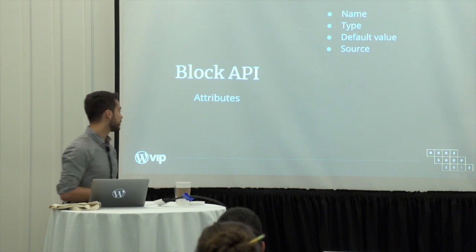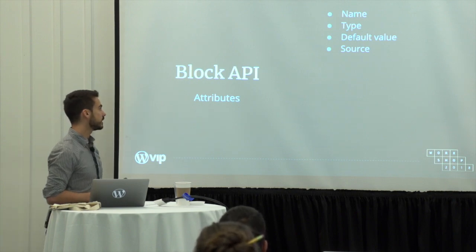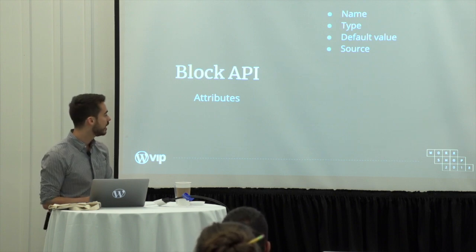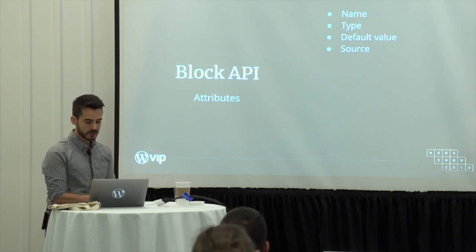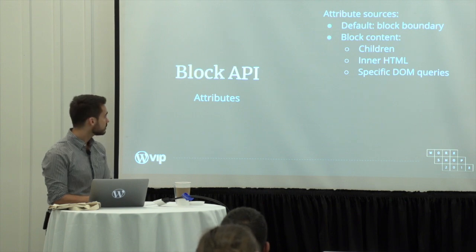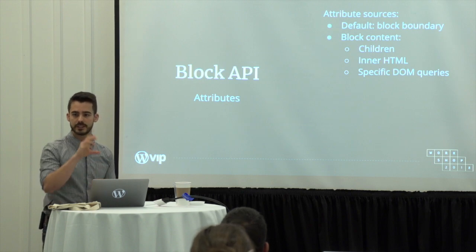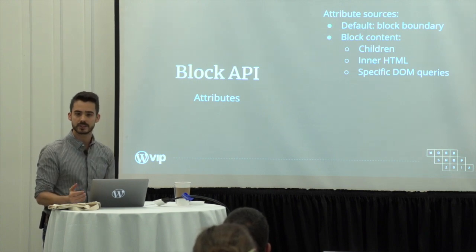The first three properties that define an attribute are fairly straightforward. They need to have a name, they need to have a type, that is Boolean, integer, object, etc. They have an optional default value, and then they have a source. By default, the source is what we call the block boundary. That is, if you remember the example of the initial for the paragraph block, the attribute was sourced from the HTML comment itself. This is the default behavior.